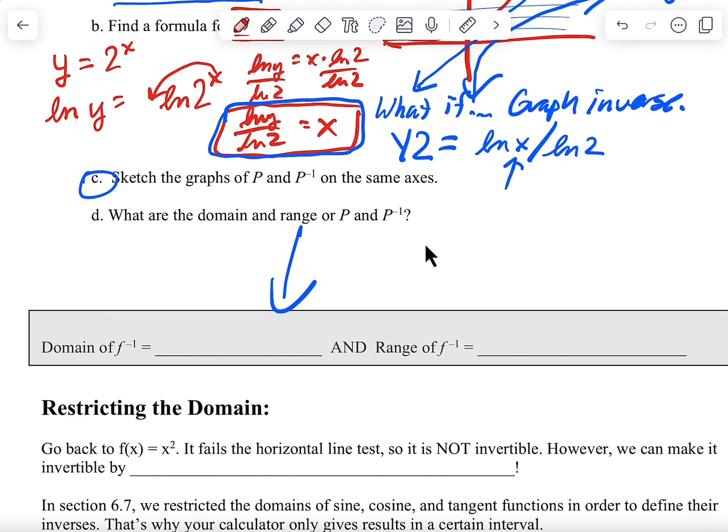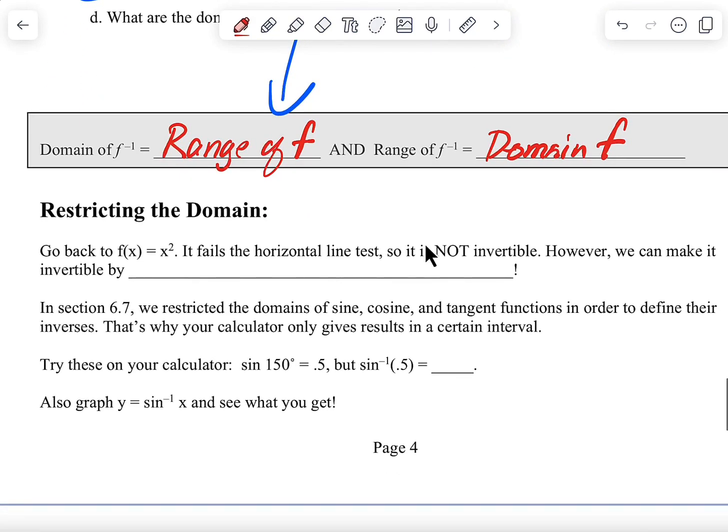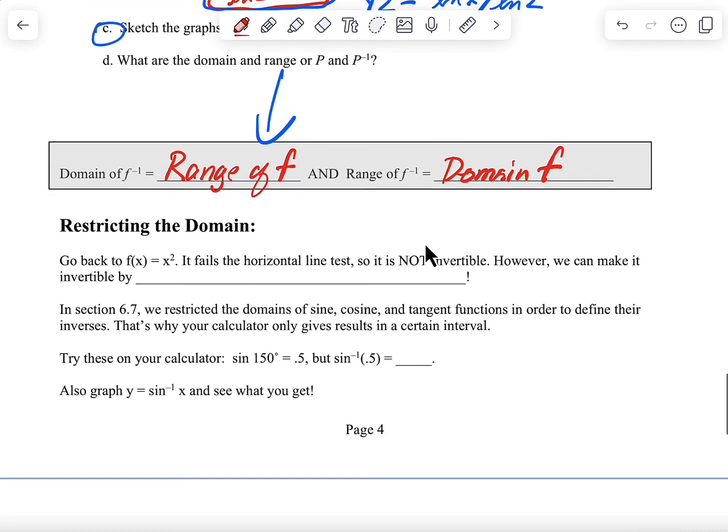If you think about what inverses are and you switch things around, the domain of the inverse is always the range of the original function. And the range of the inverse is always equal to the domain of the original function, which should make total sense, because if x's and y's exchange roles, well, so will domains and ranges. They will switch roles.